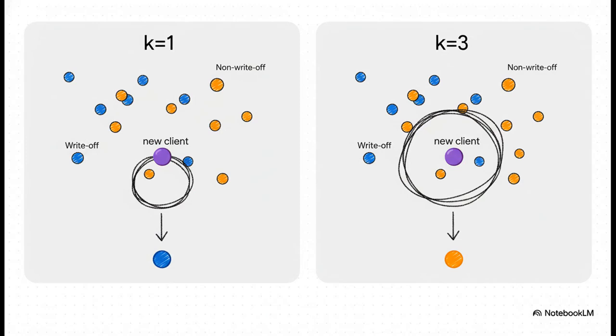Now, here's what's so interesting about this approach. The choice of K, that is, the number of neighbors you decide to listen to, matters a lot. Take a look at this new client, the purple dot. If we only look at its single closest neighbor, so K equals 1, well, that neighbor is a write-off. So our new client gets labeled a write-off. But if we expand our circle to the 3 closest neighbors, so K equals 3, now 2 of them are non-write-offs. The majority vote flips, and so does our entire prediction.